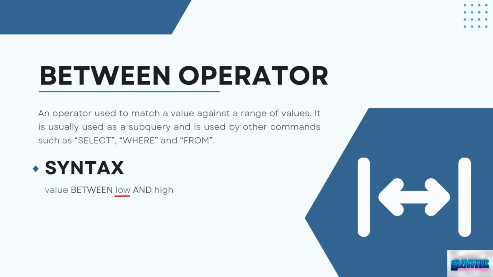If the value is greater than or equal to the low value and less than or equal to the high value, the expression returns true, otherwise it returns false. The between operator is usually used as a subquery and is used by other commands such as select, where, and from. The keyword and is always used as a separator between the range that we provide from low to high values in the PostgreSQL syntax.